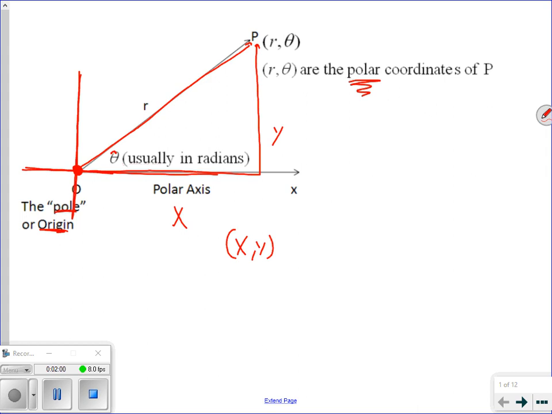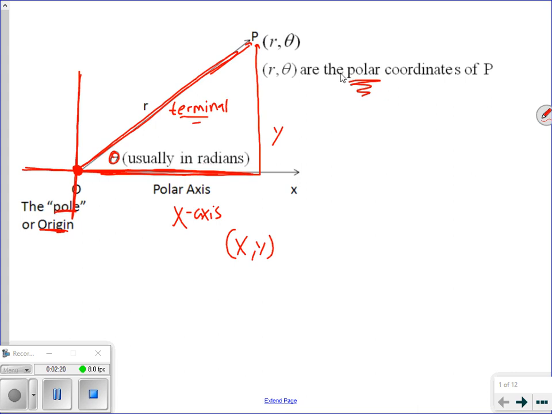And the angle measurement is going to tell us how far that I travel from what we call our initial axis here to our terminal side. Okay, and the initial axis is what we usually call our x-axis, and the terminal side is just going to be that radius length.